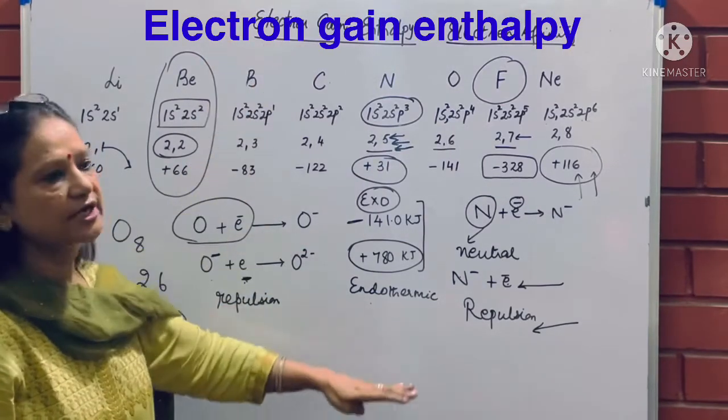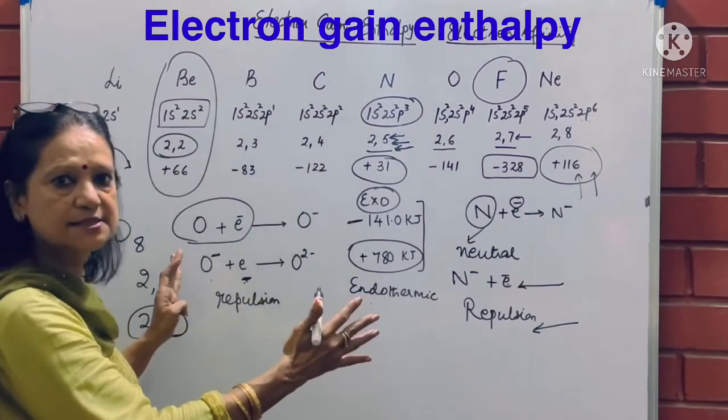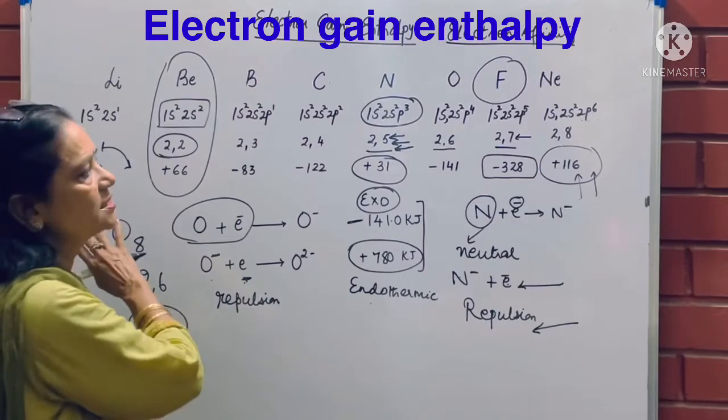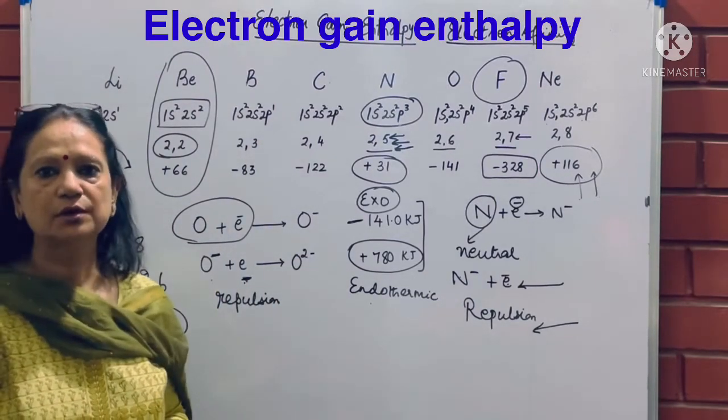So in the case of electron affinity also, you will see there are some special cases where changes take place, otherwise from left to right in the periodic table, electron affinity value goes on increasing.